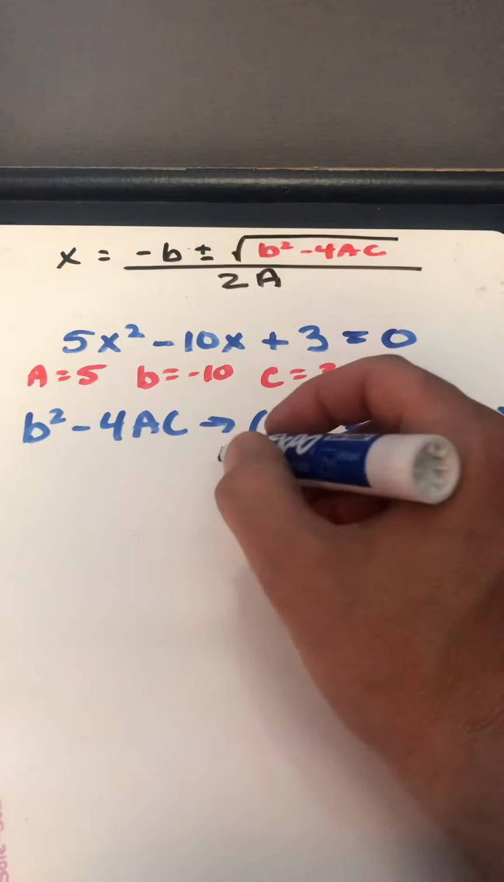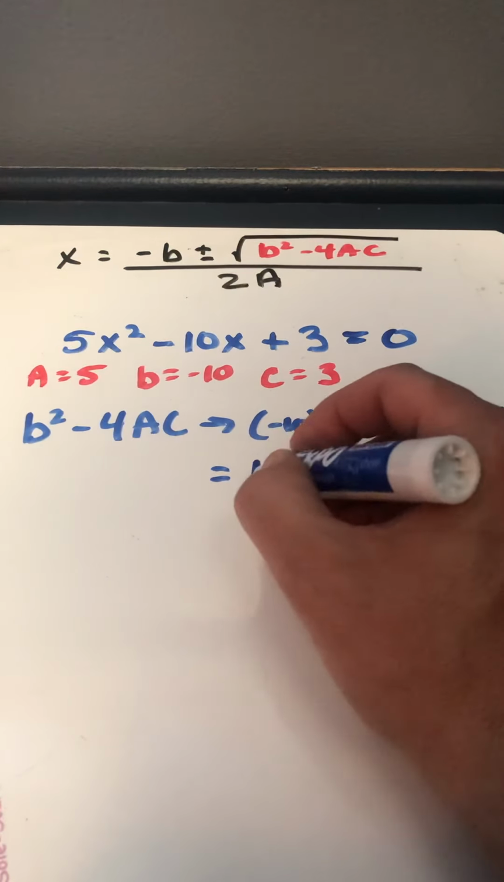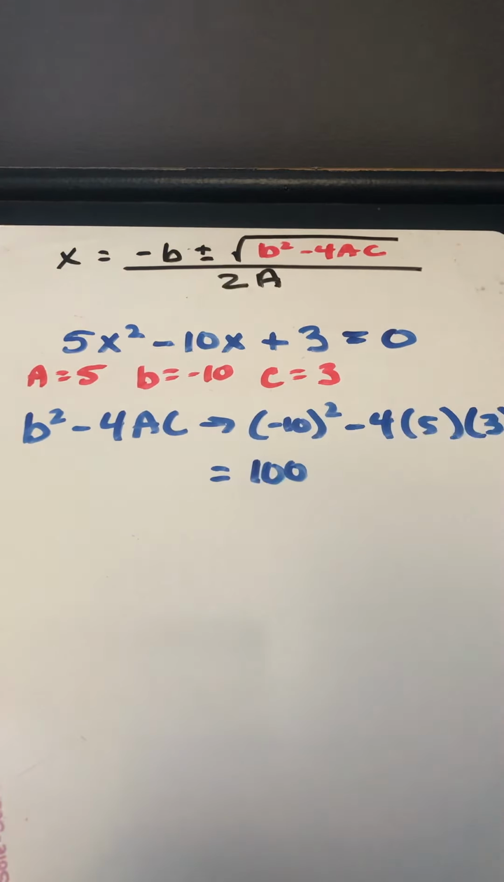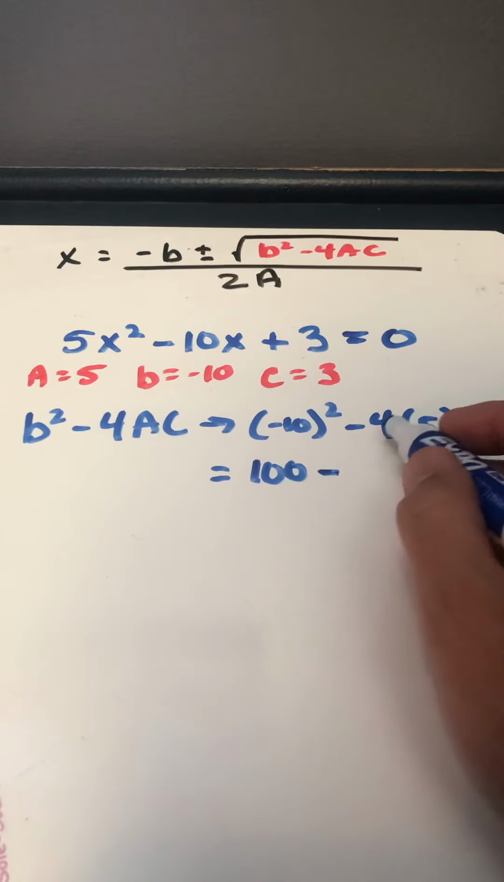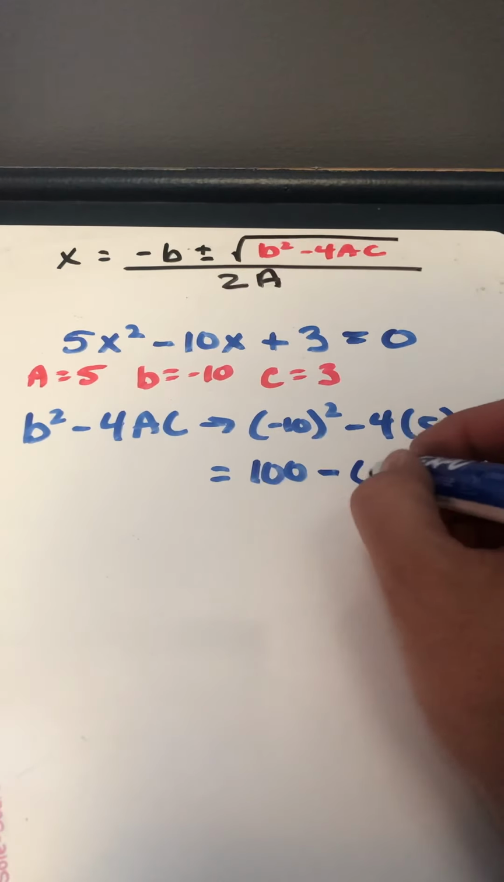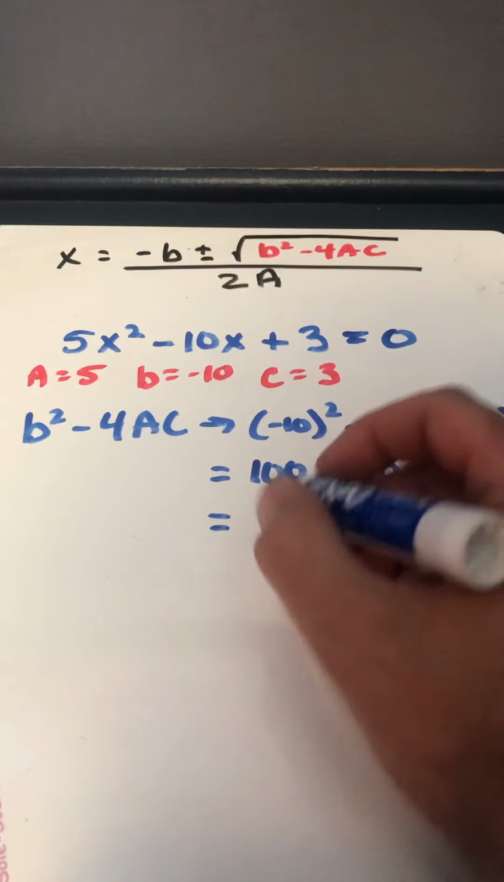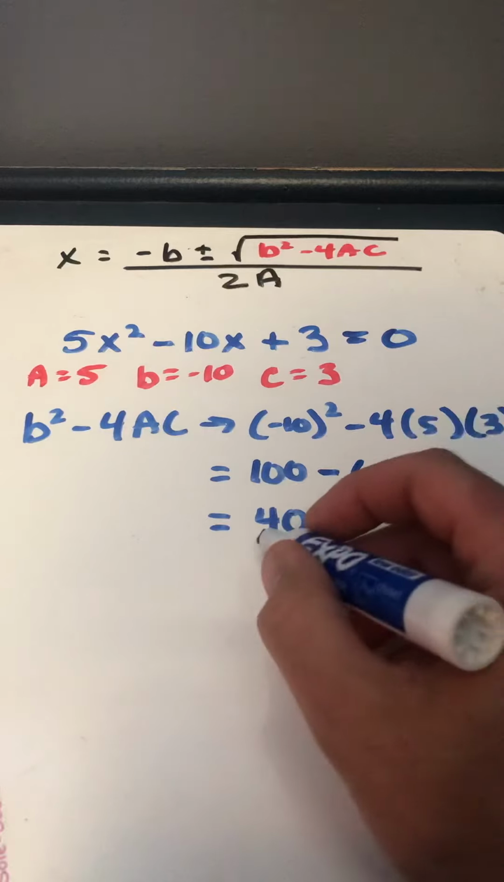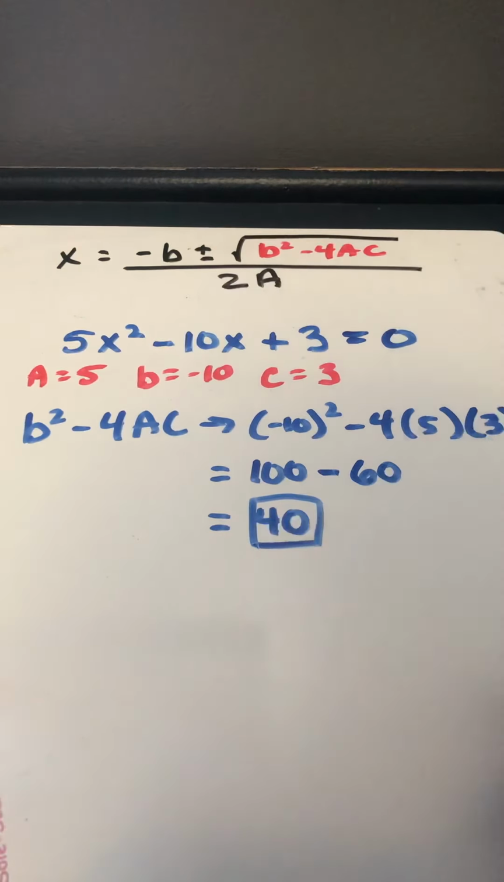From here, we're going to simplify. Negative 10 times itself is positive 100. Minus 4 times 5, which is 20, times 3, which is 60. 100 minus 60 is 40. 40 is your discriminant's value. That number tells us something.